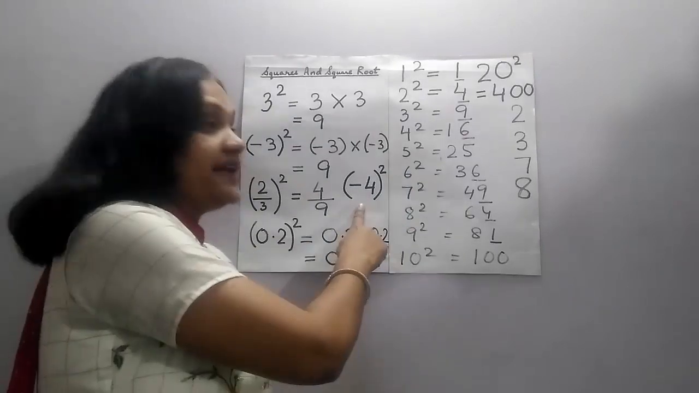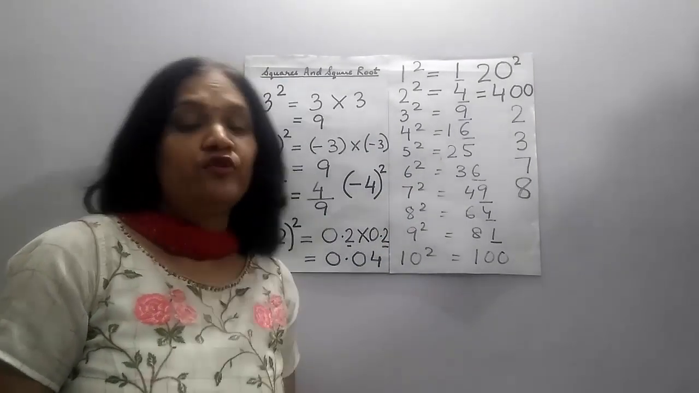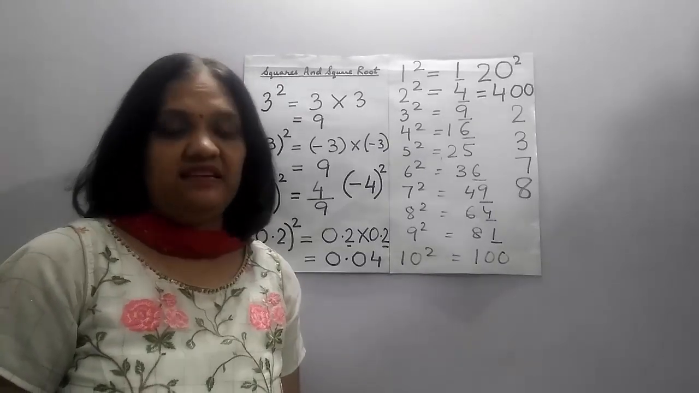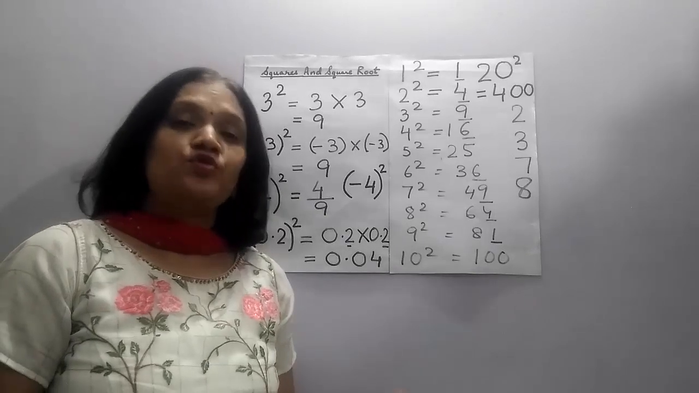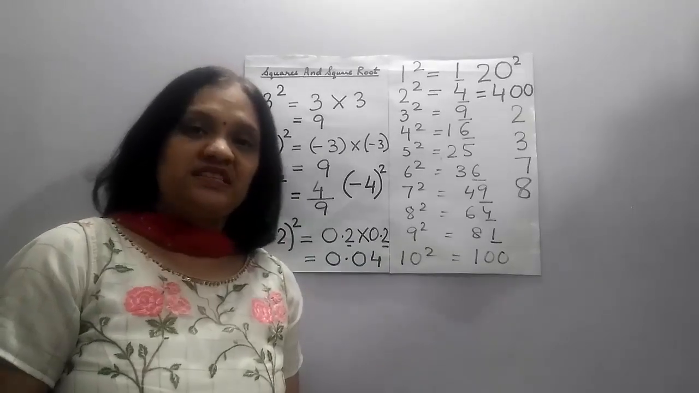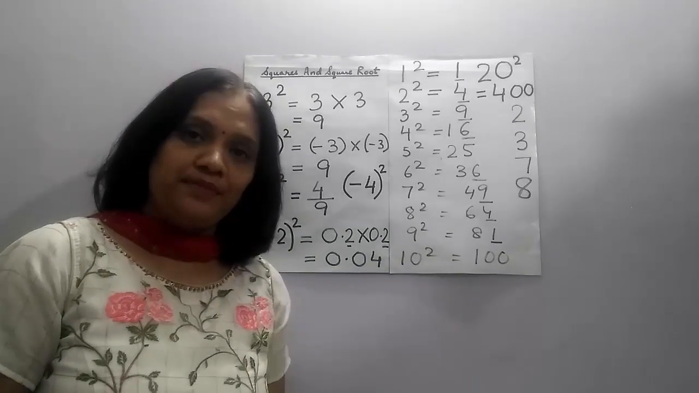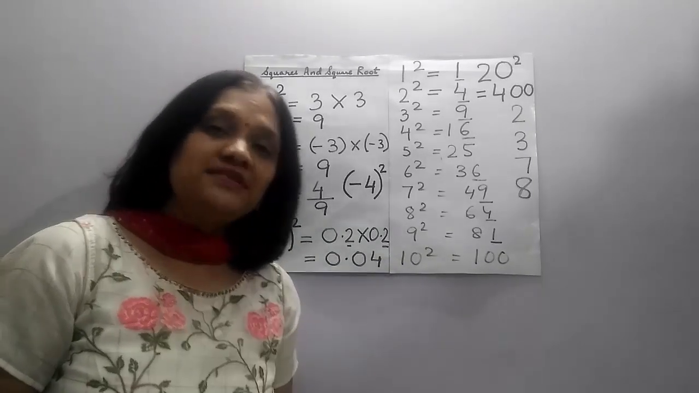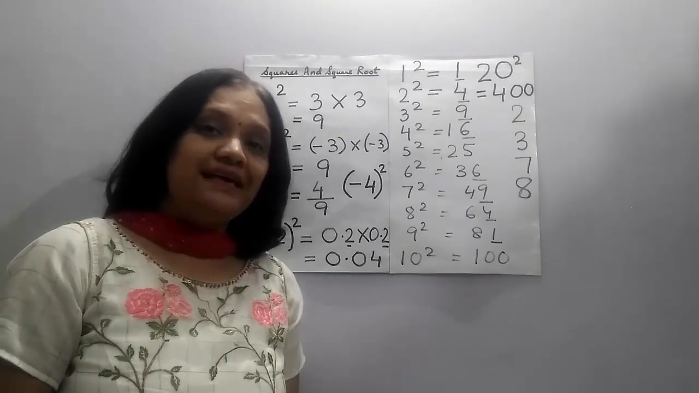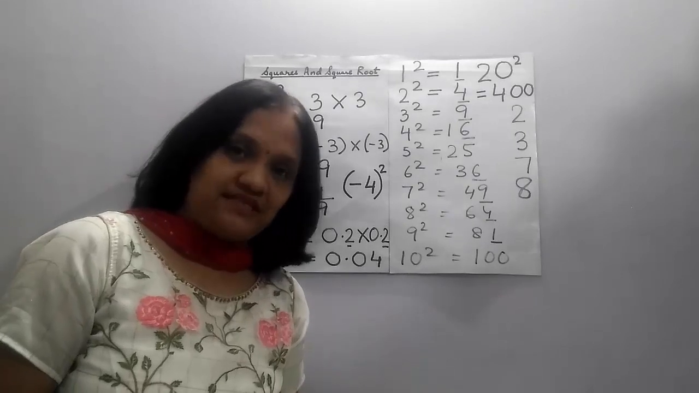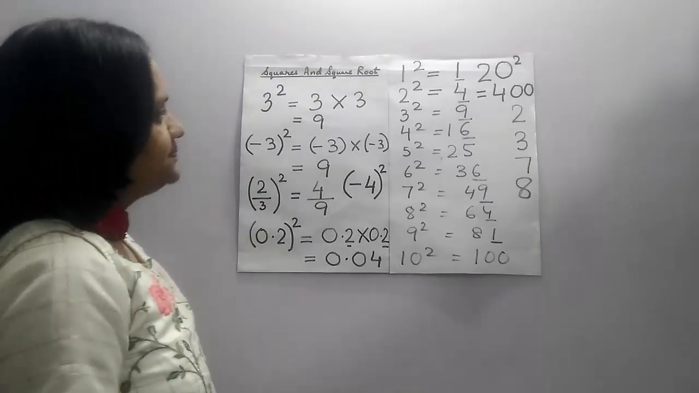Square of -4 will be -4 into -4, which is 16. So we come to the conclusion that squares of positive as well as negative real numbers are positive. So a square of a real number is always positive. Fine.